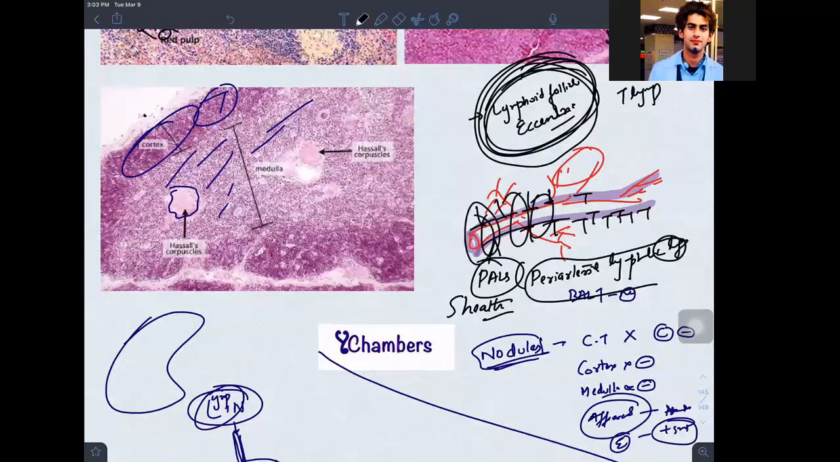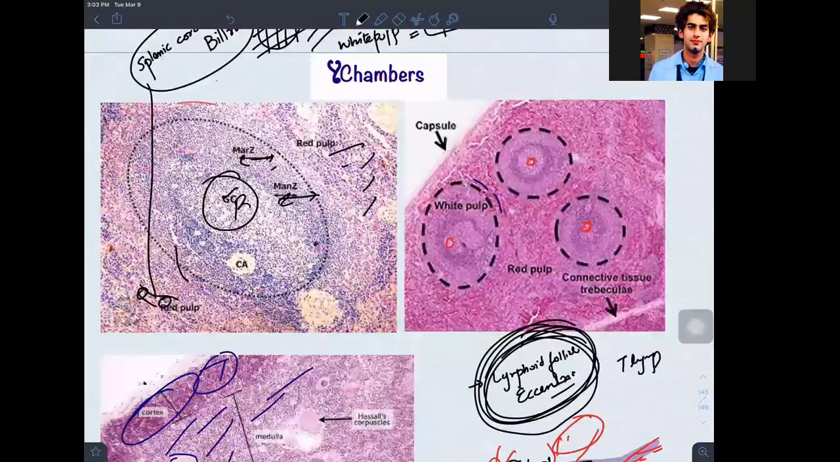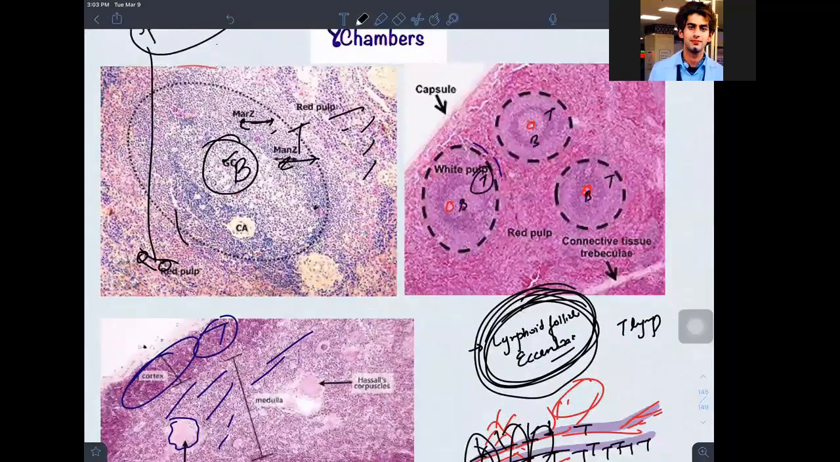B, T, isn't it? B, T, B, T. So periphery, T lymphocyte, center, B lymphocyte. Center B, periphery T. Why, sir, center B? Because after B in the alphabet comes C. So that's why B. This is how we remember.